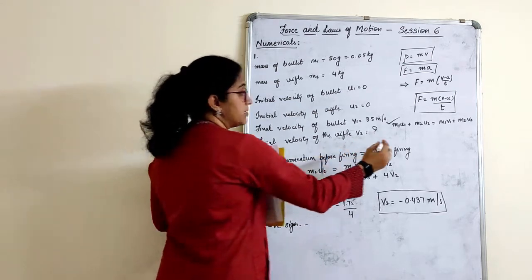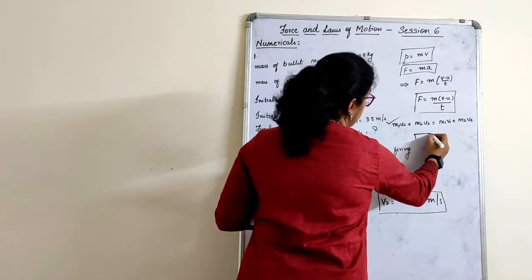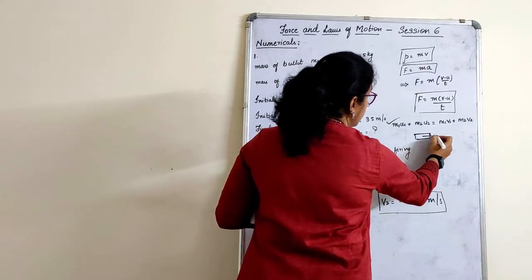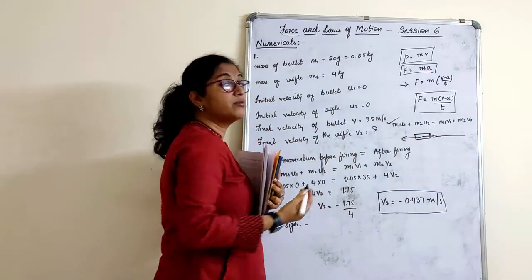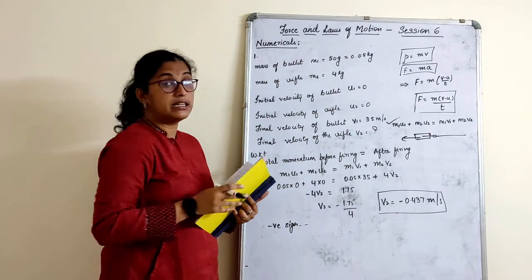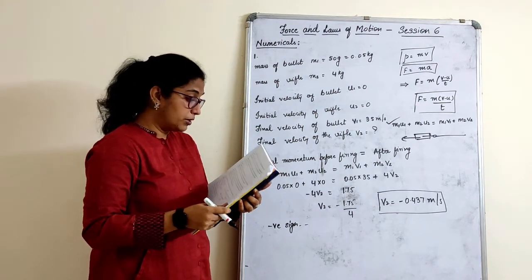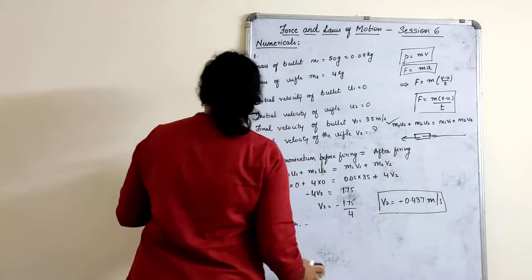See, assume that now this is the rifle. From here the bullet is fired, right? That means the gun recoils, the gun moves back. That is why it is in negative. That you have to make a note. We'll go with the next one.